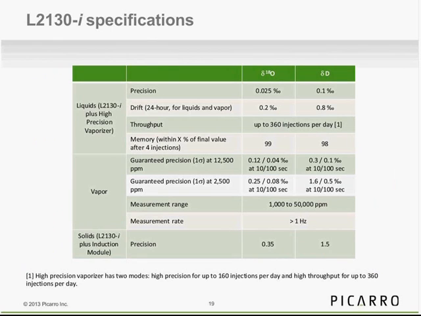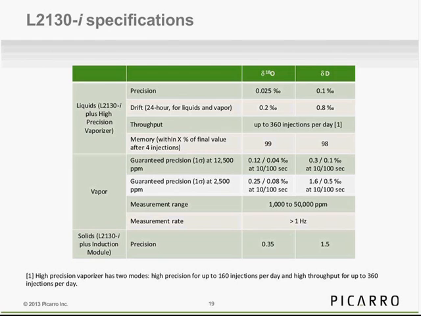Before I do that, I just very quickly wanted to bring up the specifications of the L2130. I'm not going to go through all of these numbers, but I believe this is being recorded, so you can always pause and look at this later. The main thing I wanted to note is that for liquids, you're looking at a precision on delta O18 of 0.025 per mil and 0.1 per mil on delta D. That is comparable with the best isotope ratio MS techniques out there as well. The other great thing about the system is that you can measure water vapor continuously, and also measure matrix-bound water using our induction module front end, which I'll review in a minute as well.